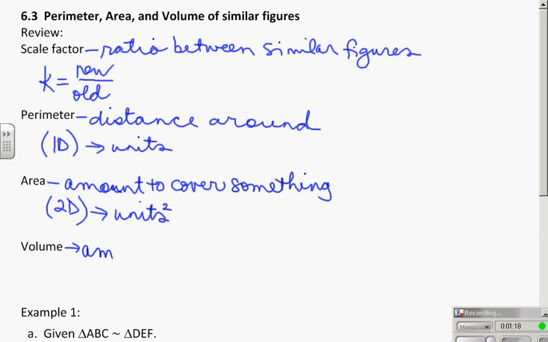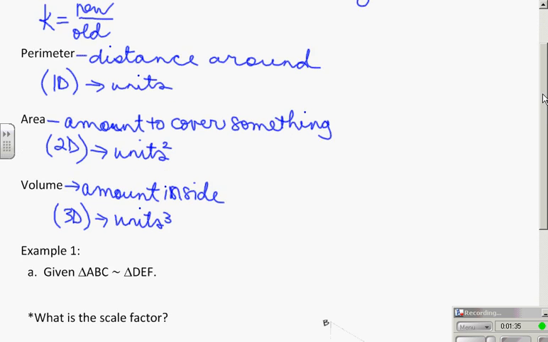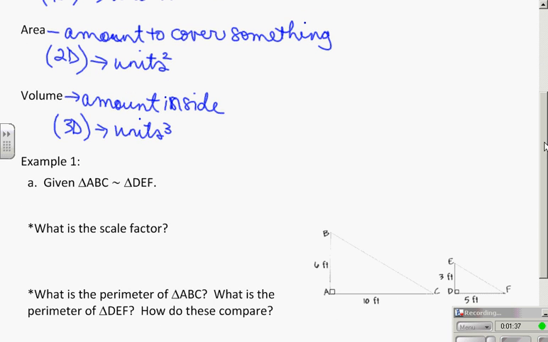And volume is obviously the amount inside something. That is a three-dimensional measurement, and we always label it units cubed. Now that units squared and units cubed is going to be important when we talk about our scale factor and our ratio of areas and our ratio of volumes, which we previewed at the end of yesterday.